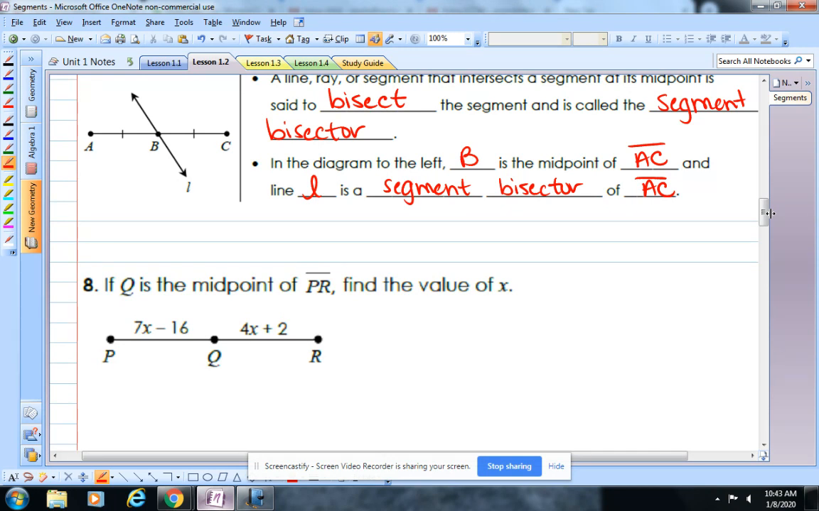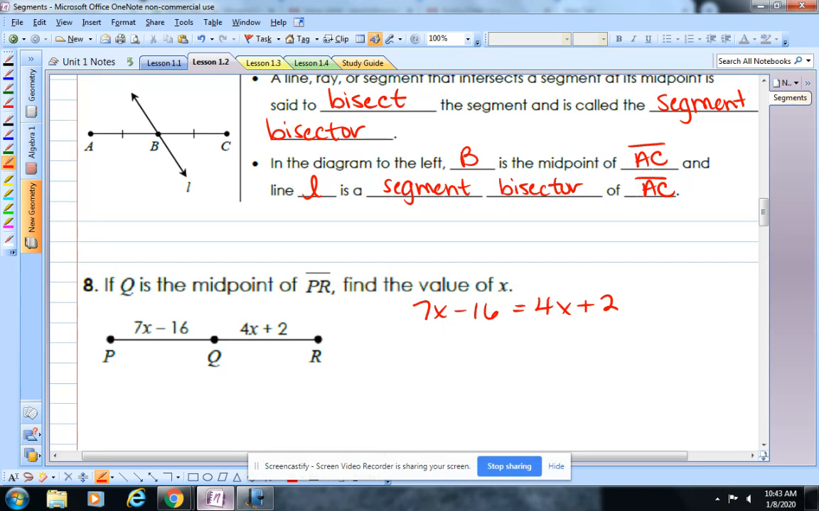If I know a point is the midpoint, then I can put my two segments equal to each other. Notice I can't use segment addition postulate because they didn't tell me the length of the entire segment, did they? They did not tell me the length of PR, but I don't need the length of PR because I know that Q is a midpoint. So that means whatever that length is, these two segments are going to be the same length. Does that make sense? So I can set them equal to each other and solve for x.